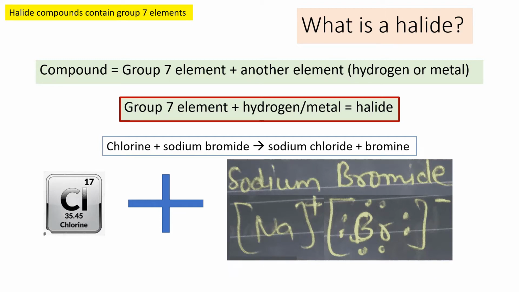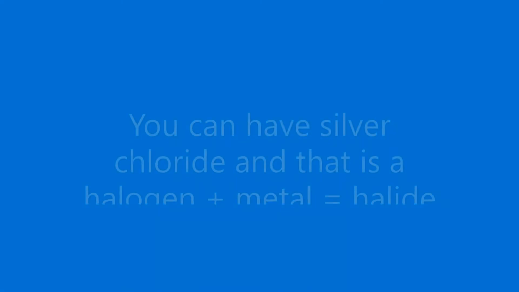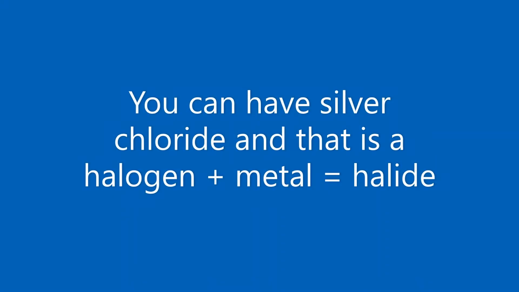So a halide is a compound where one of the elements is from the halogens, which are in group 7, and it is chemically combined with another element which is in group 1 or group 2, and hydrogen is in group 1. You can have silver chloride, and that is also a halide. It's a metal and a group 7 element.